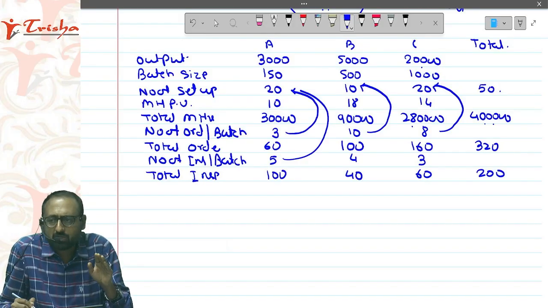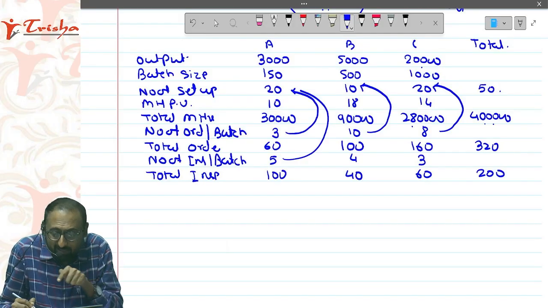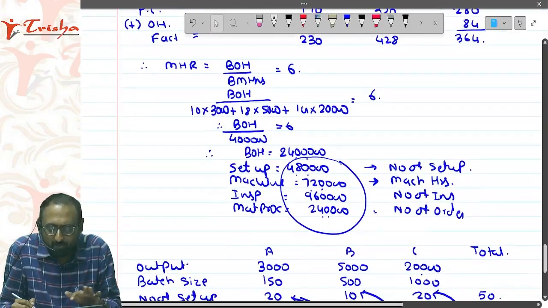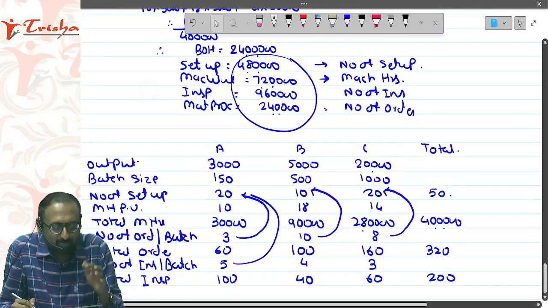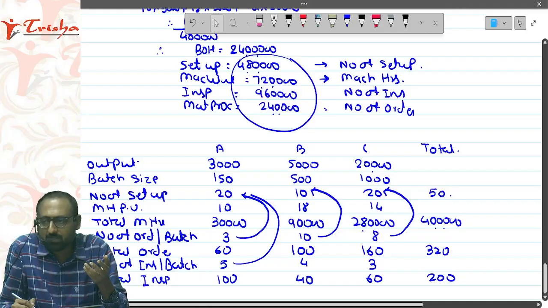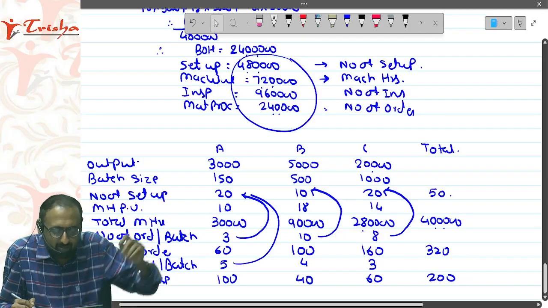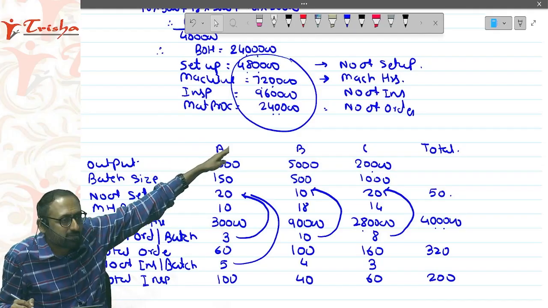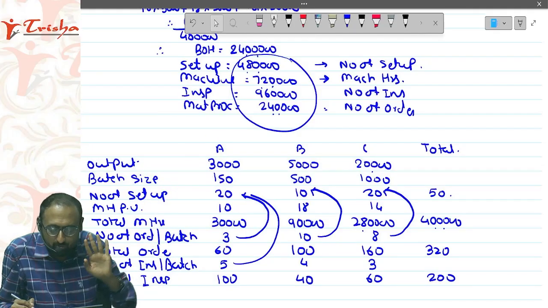So remember, in the question, if units of cost driver are not given, first calculate these units of cost driver. Total setups, total machine hours, total inspections, total deliveries, total dispatches, if not given, first calculate that. And now easily you can calculate the overhead absorption rate. How to calculate it? That is the activity cost driver rate. This is your activity.